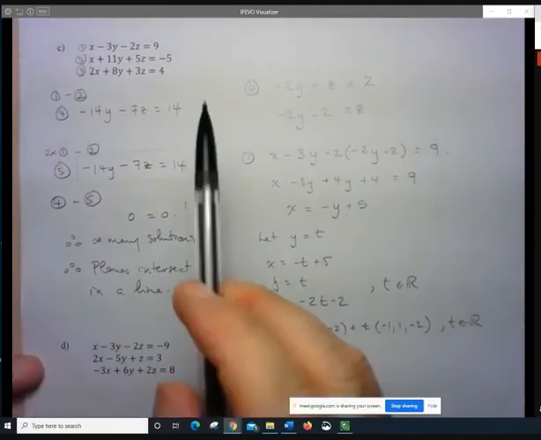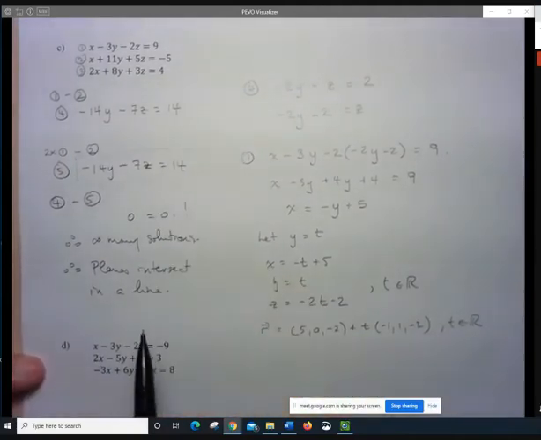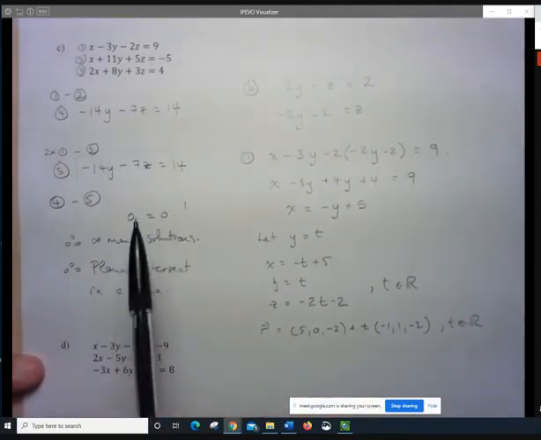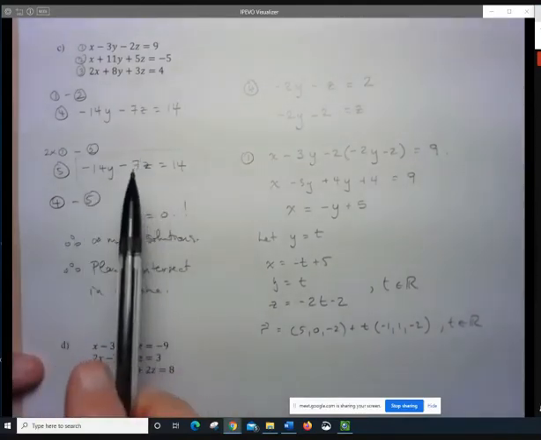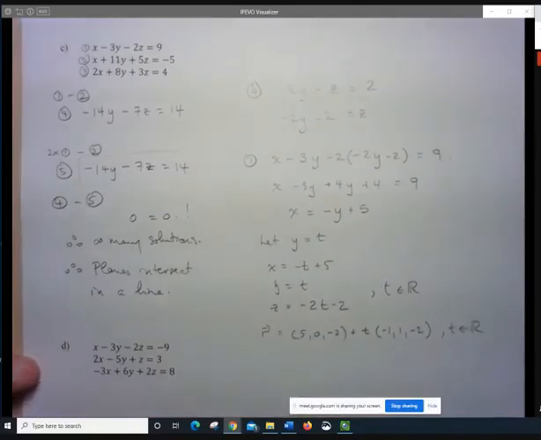So again, the algebra will take you where you need to go. It first took you to the fact that there would be infinitely many solutions, and then that same algebra that you performed allowed you to find the equation of the line. All right?